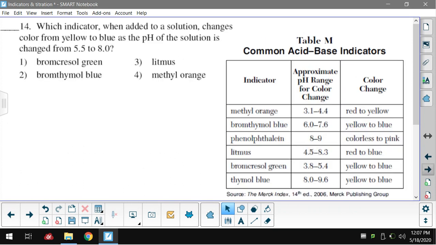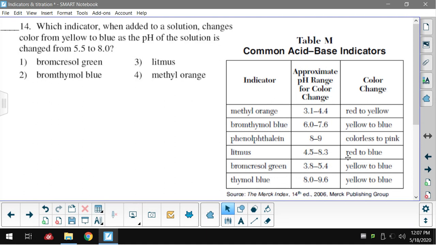Number 14 says which indicator, when added to a solution, changes color from yellow to blue as the pH of the solution goes from 5 to 8. 5 to 8: bromocresol green, 5 is going to be green, 8 is going to be blue. We want to go from yellow to blue, so that's not it. Bromothymol blue: 5 is going to be yellow, and 8.0 is going to be on the other side of that, blue. So bromothymol blue is going to be the one that changes from yellow to blue.